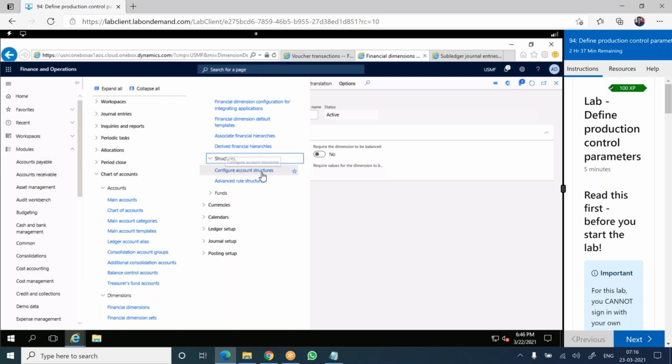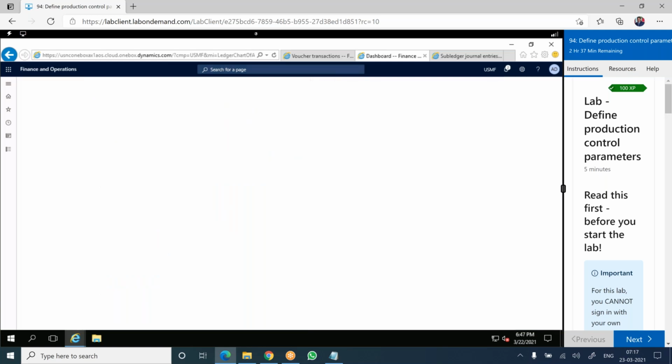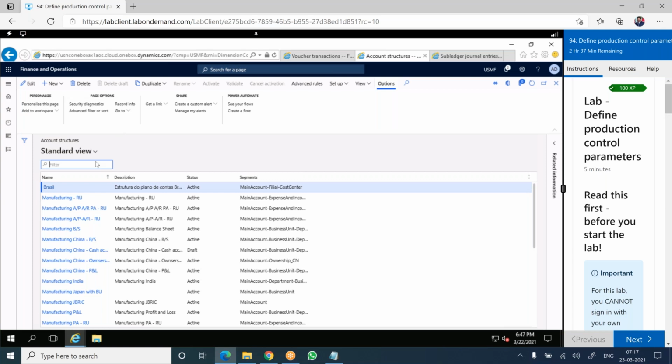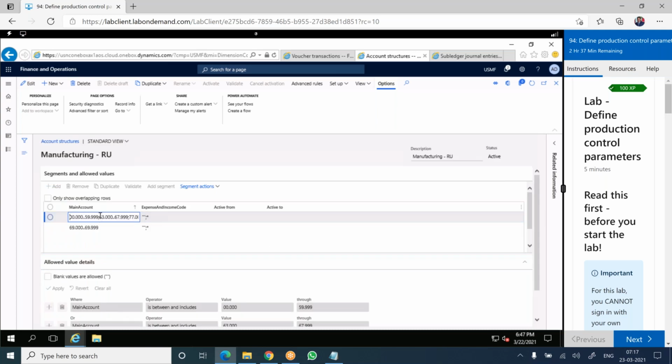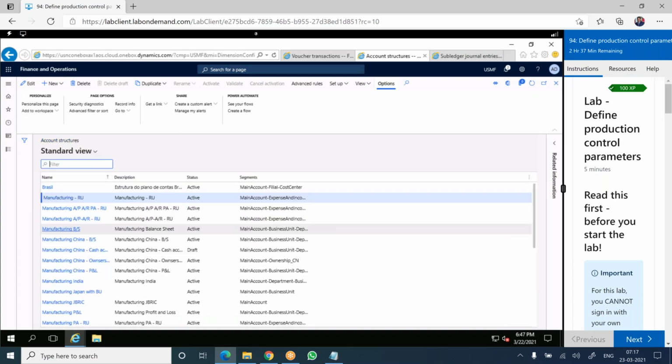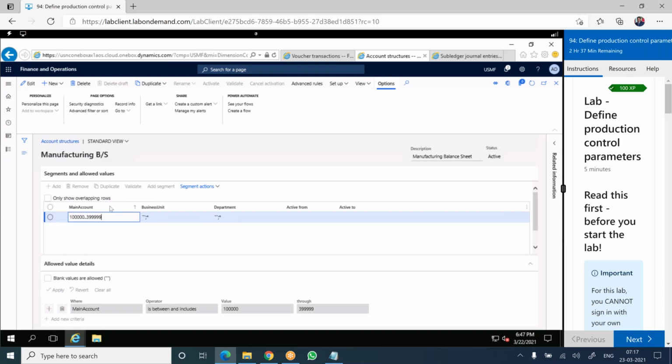Here, configure account structures or accounting structure, both are same. Configure account structure is, if you click inside any one, you will find main accounts with the dimension. So let me show you another one. Manufacturing BS. I'm clicking on manufacturing BS. This accounts main like business unit and department. I'm using business unit and department.